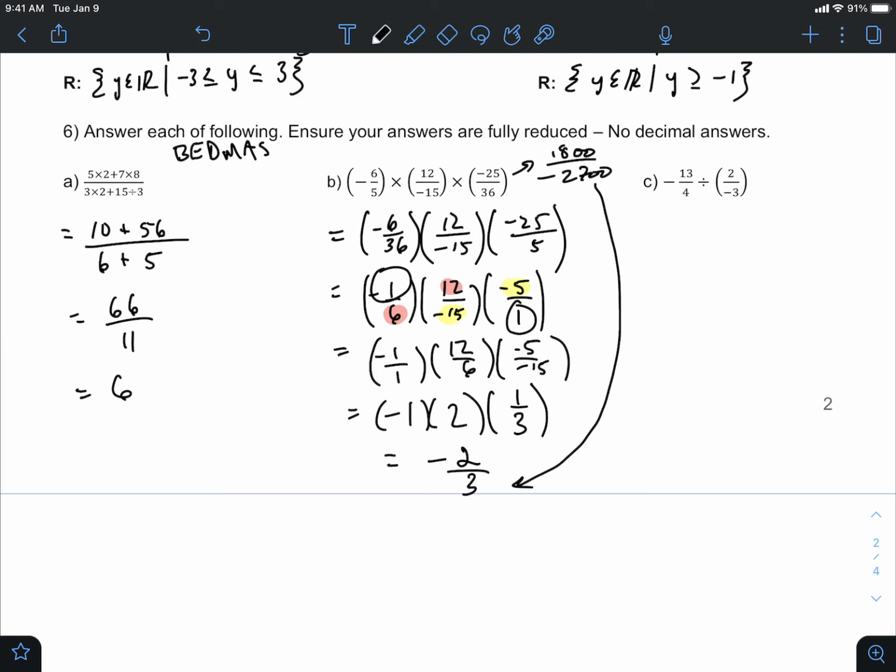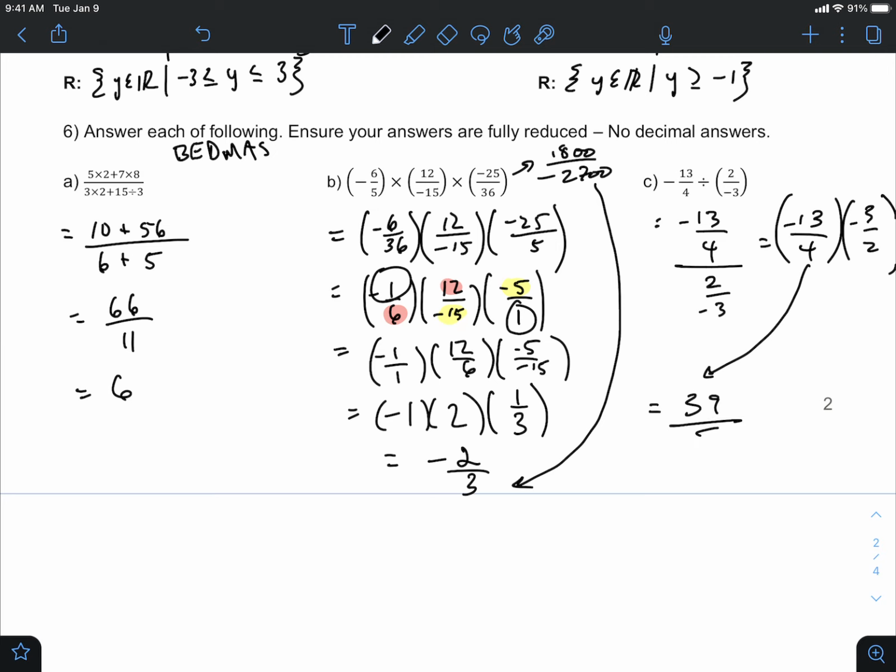Okay, and the last one is just testing your ability to multiply by a reciprocal. So we'd say negative 13 by 4 divided by 2 by negative 3, which we know as being negative 3 by 2. Multiply them, so you get 39 by 8 should be your answer. Okay? Any questions?